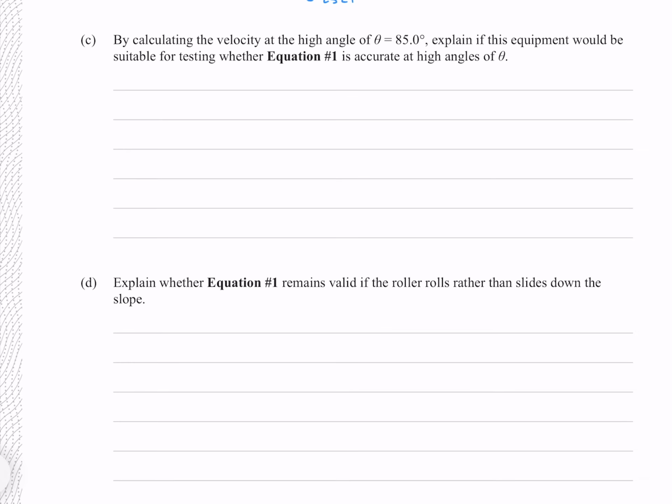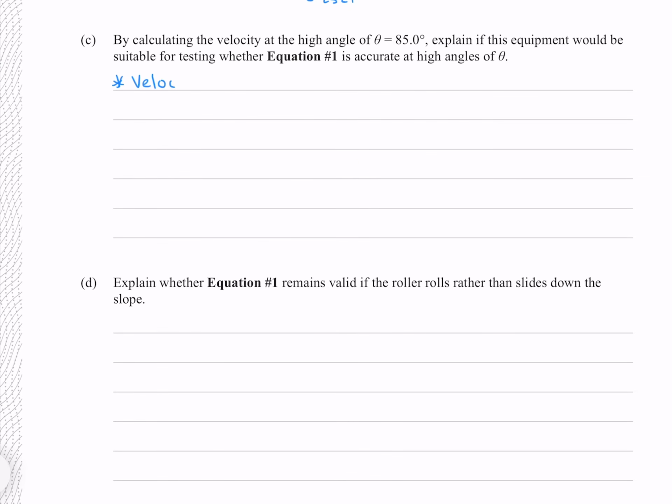By calculating the velocity at the high angle of theta equals 85, explain if this equipment would be suitable for testing whether equation 1 is accurate at high angles of theta. What we need to know is that if we have a high angle, at what velocity is our constant velocity going to be achieved, and then given the size of our equipment, we can use conservation of energy to determine the height that would be required.